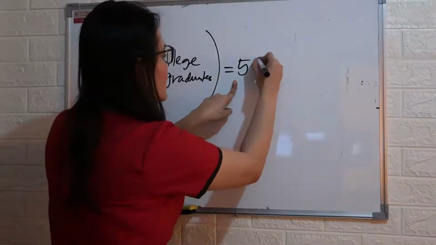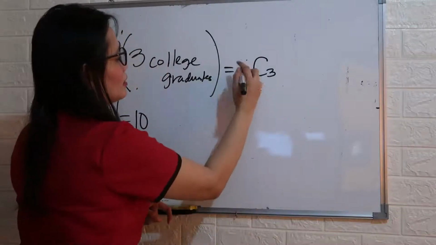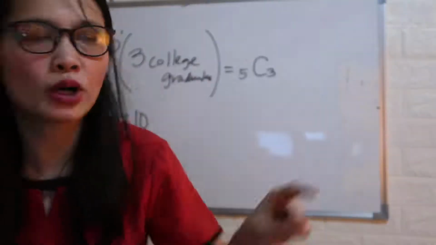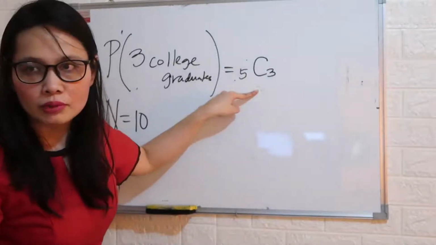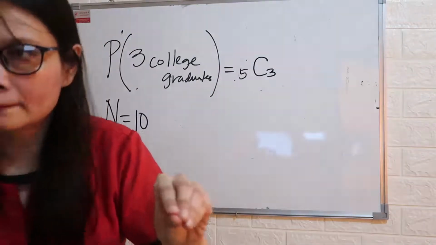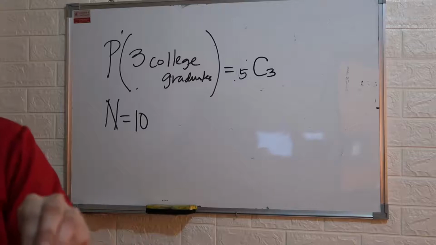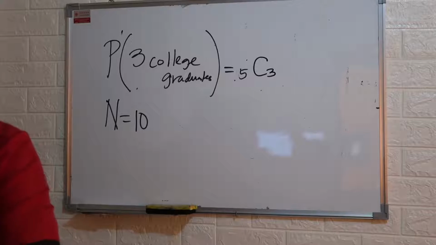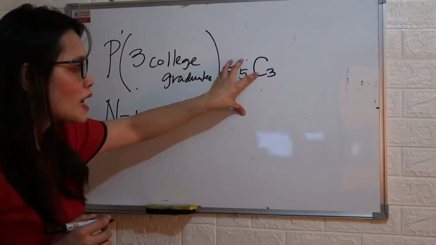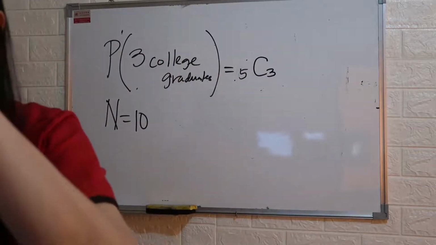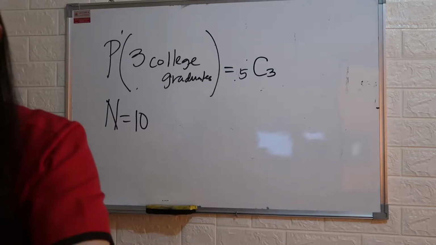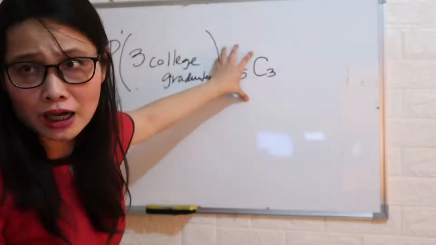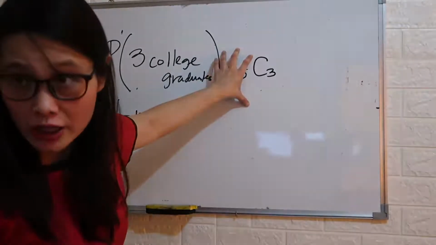So 5 taken 3. Why is it 5 taken 3? What do you mean by this? Meaning, there are 5 college graduates and they have to pick 3 from the 5. Okay, very good. So there are 5 college graduates, and we need to select 3 applicants that are college graduates from the 5 given people who are college graduates.